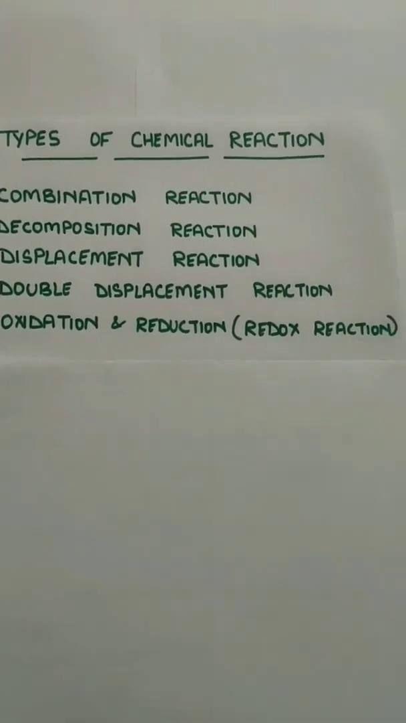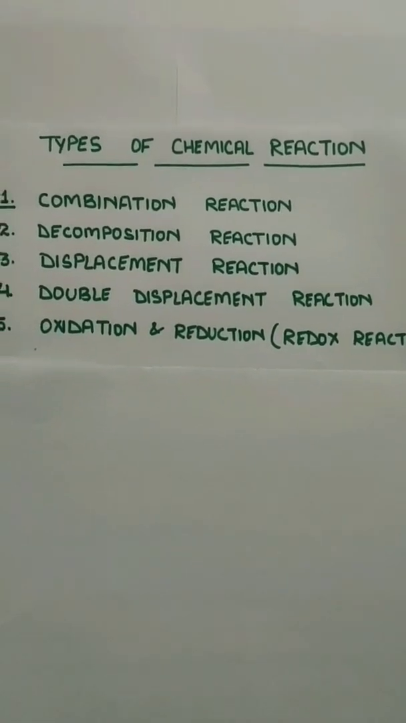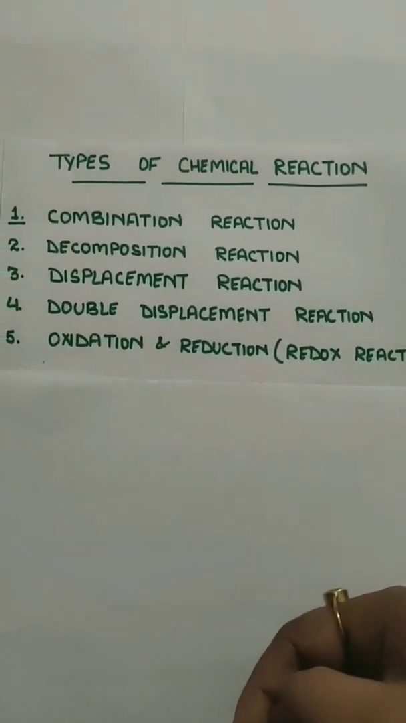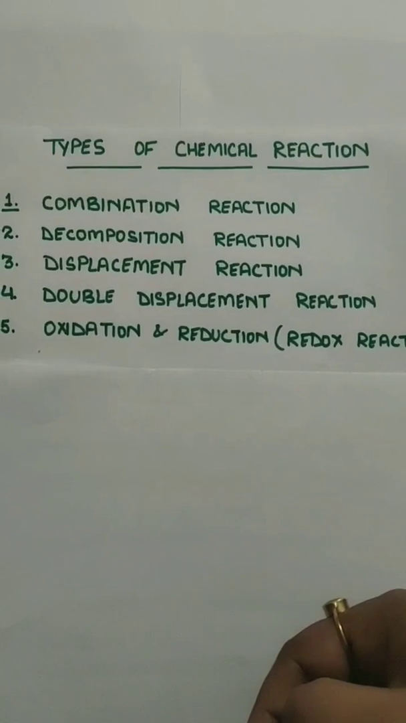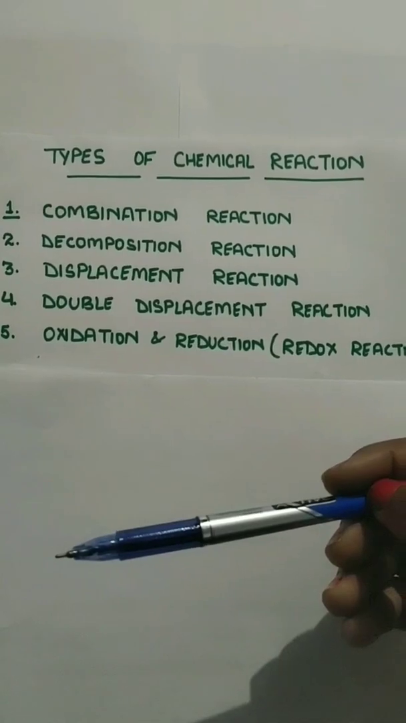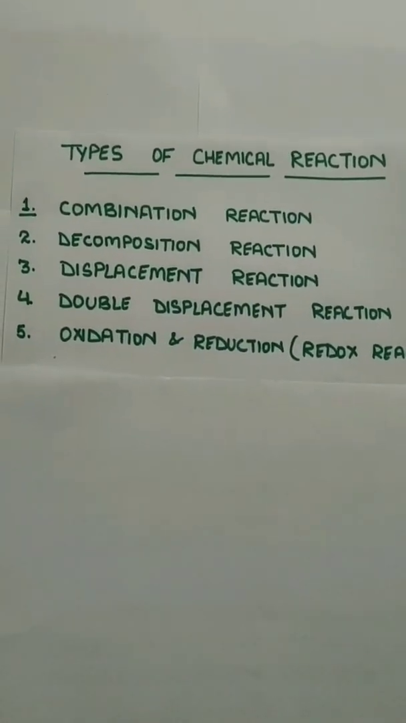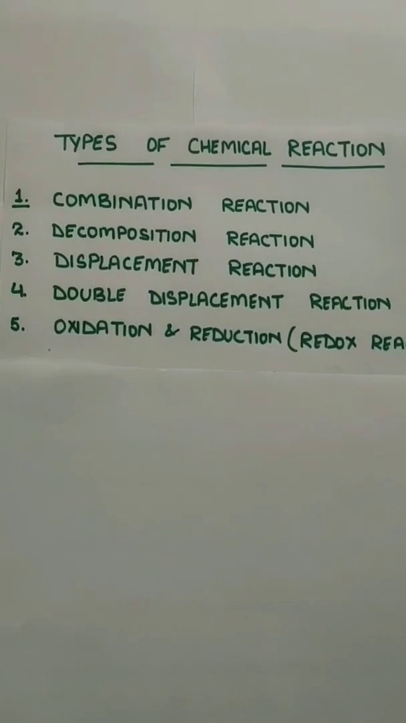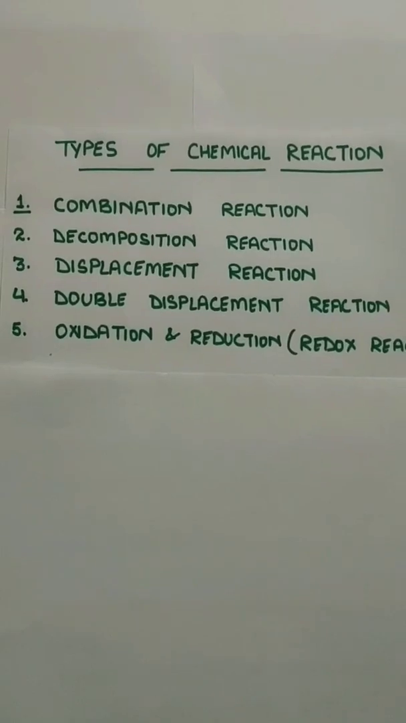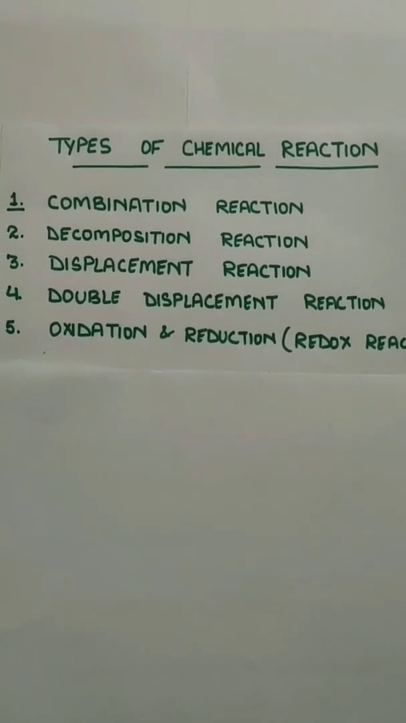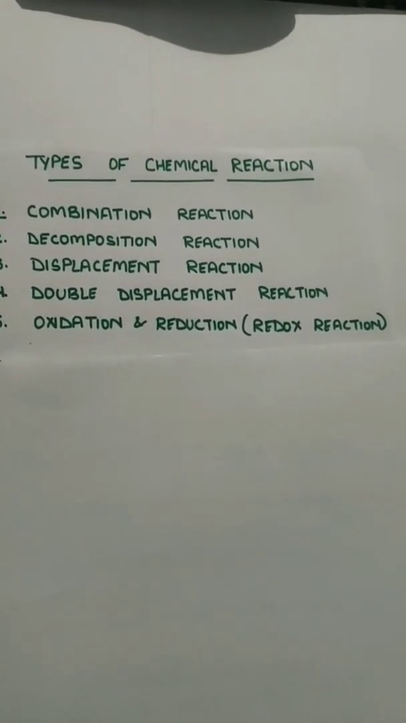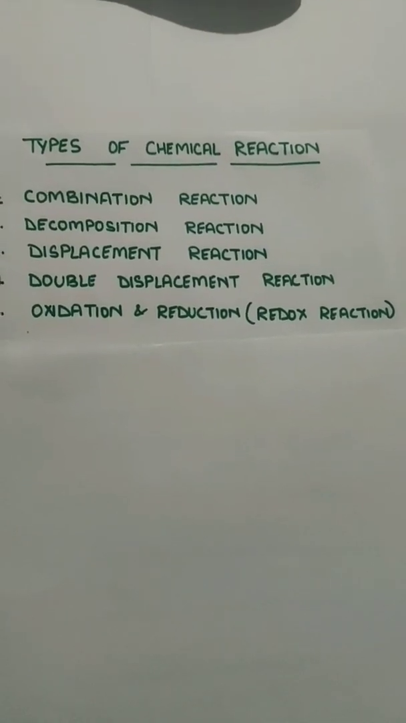Combination reaction simply means when two different elements combine together. Decomposition reaction is when a compound breaks down into simpler compounds. Displacement reaction, this you have also learned, is when a more reactive metal displaces a less reactive metal from its salt solution. Double displacement reaction is when there is a displacement of both the salts from their salt compounds.